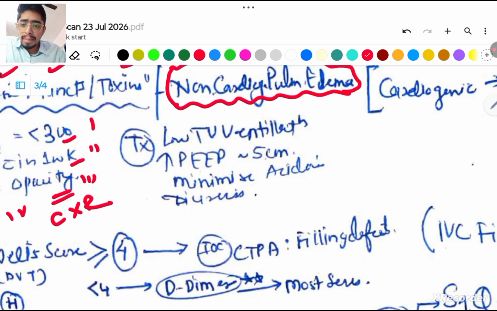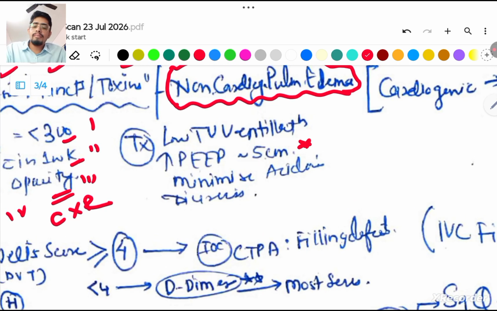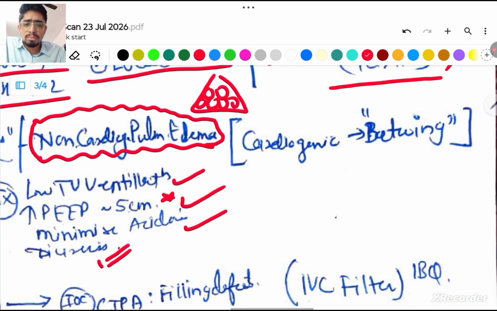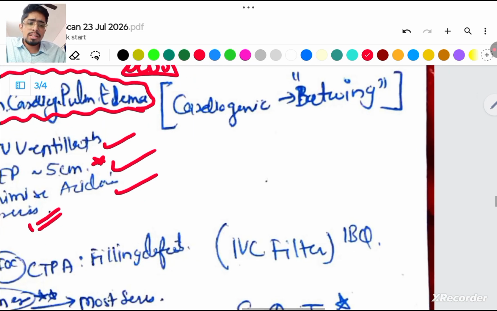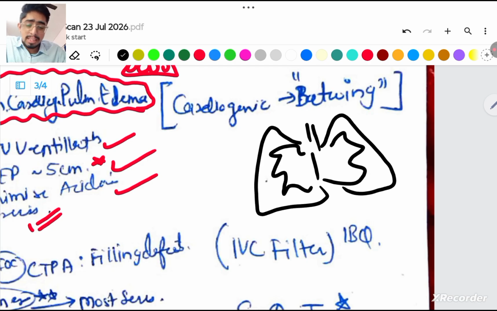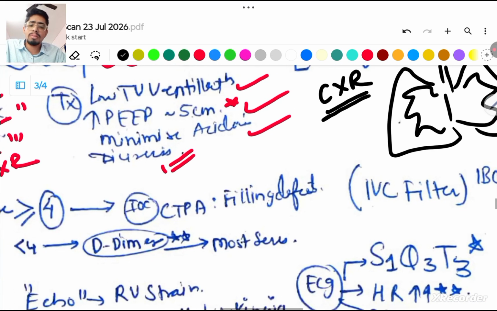Now for the treatment of ARDS, a very important point is we will increase the PEEP, which is positive end expiratory pressure. It's around 5 centimeters. Low TV ventilation we will prefer. Minimize the acidosis, and we also will consider diuresis, just to flush out the fluids. If there is a bat wing appearance in the chest X-ray, it is suggestive of a cardiogenic type of pulmonary edema.